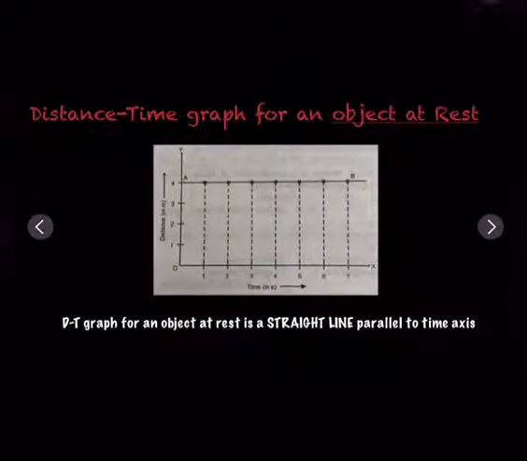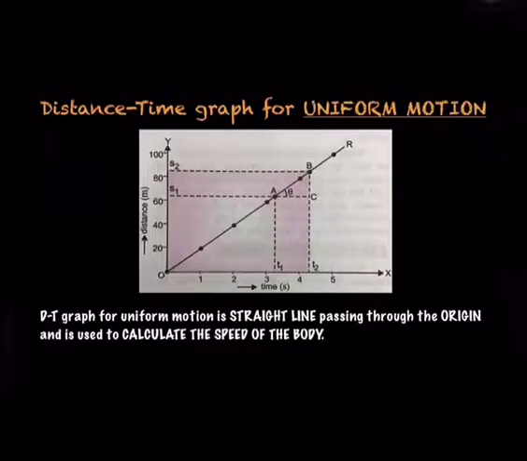So from the graph it is clear that the position is the same, the distance is the same, that is 4 meter at all instants of time. So we concluded that the distance time graph for an object at rest is a straight line parallel to the time axis. The next one is distance time graph for uniform motion.